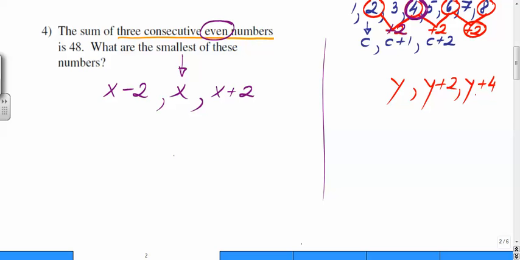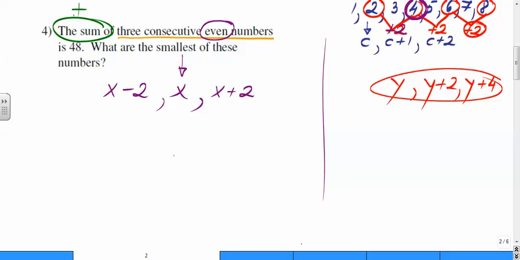Three consecutive even numbers, you're going to be fine with that also. But for me, I'd use this one because it will make my life easier. What is the problem saying? The sum. What operation is the sum implying? The sum, to translate it in algebra, means addition, right? So the sum of 3 consecutive numbers.